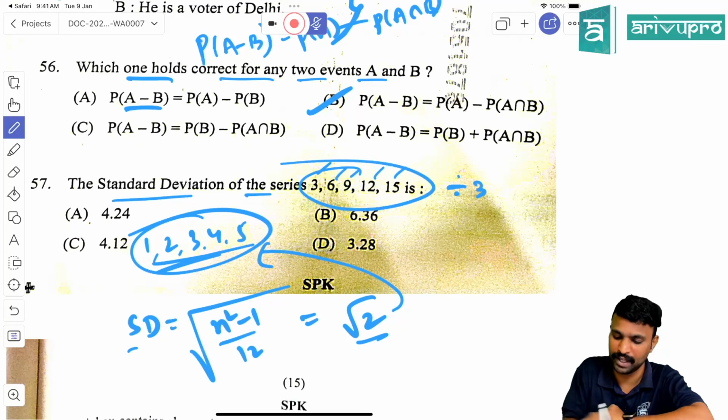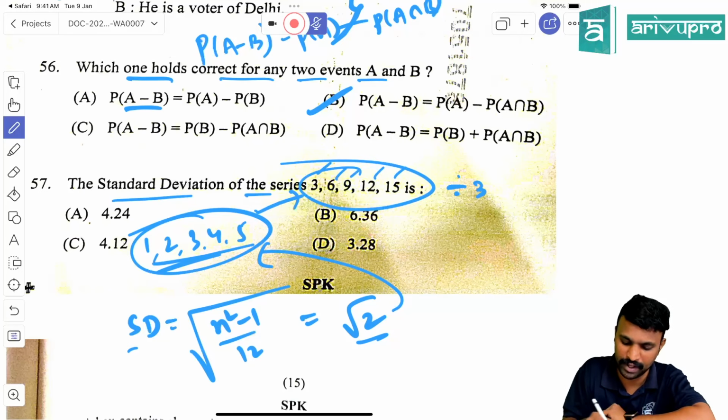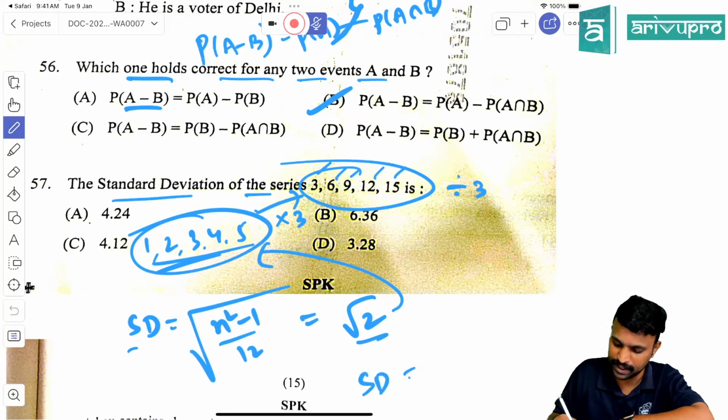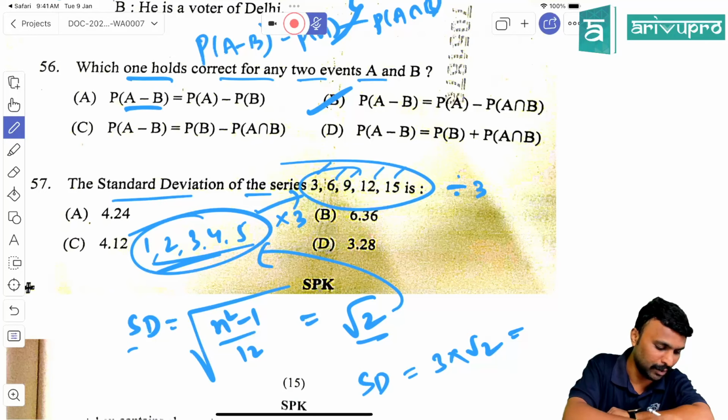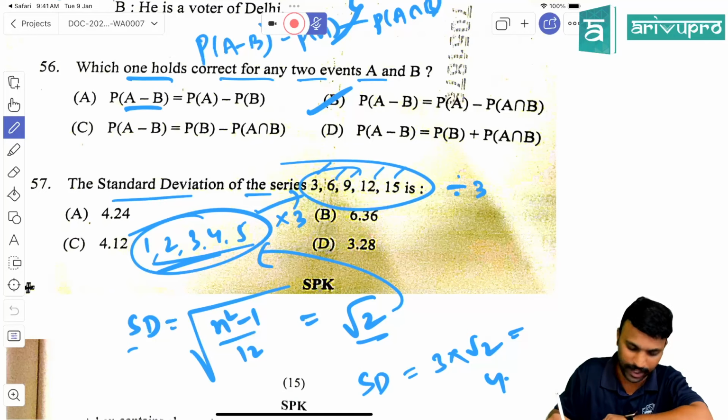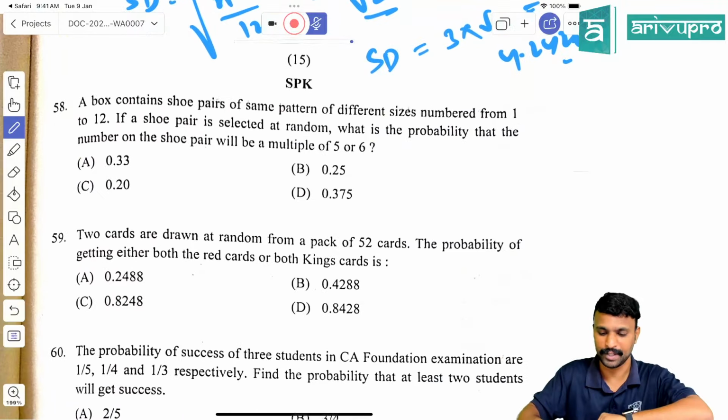If I want to get the SD for the original observations, how do I get them from 1, 2, 3, 4, 5? I have to multiply by 3. So the SD is 3 into root 2. So type 2, press the root, into 3, you get the answer 4.2426. So option A is the right answer. Guys, moving on to the next question.